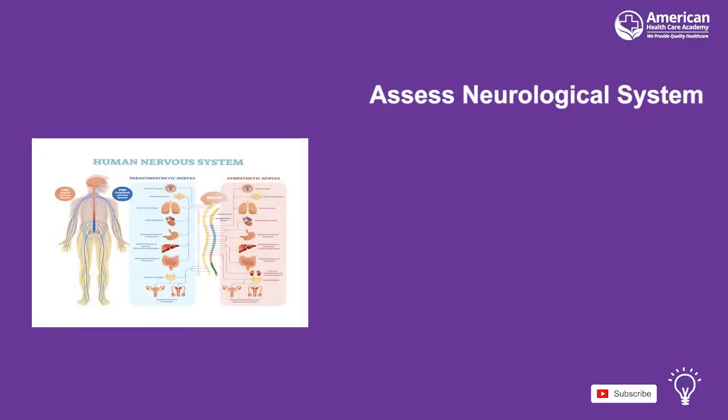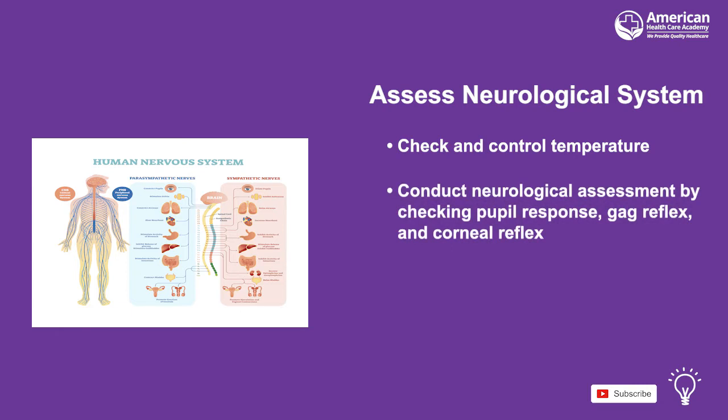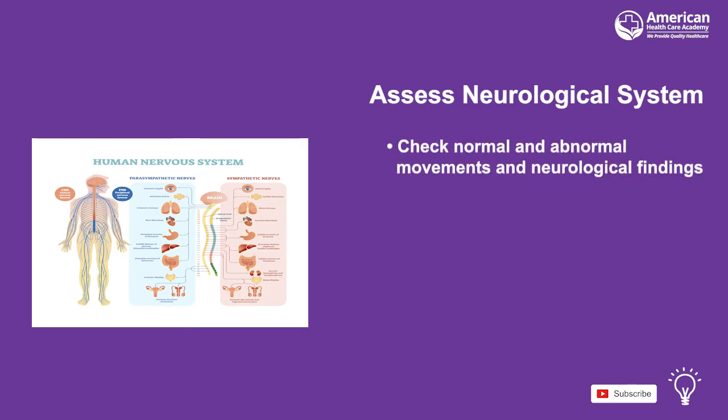Now, move on to the child's neurological system and assess. Check and control the patient's temperature. Conduct a neurological assessment by checking pupil response, gag reflex, and corneal reflex. Check for cerebral herniation and identify seizures. Check normal and abnormal movements and neurological findings.